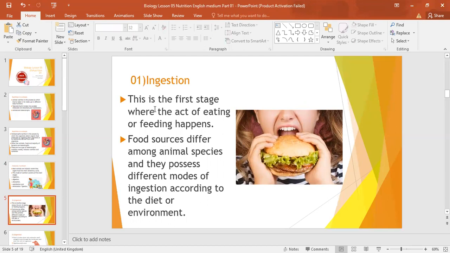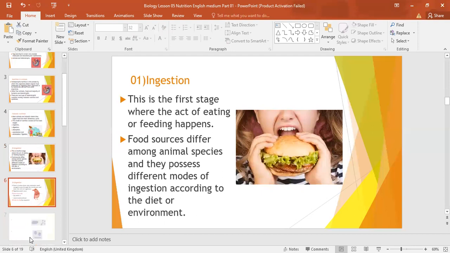Okay, we cannot always say eating is the ingestion, but in some cases like mosquitoes and fly larvae, they never eat, they only feed. Okay, it is also considered as ingestion. Food sources differ among animal species and they possess different modes of ingestion according to their diet and according to their environment.